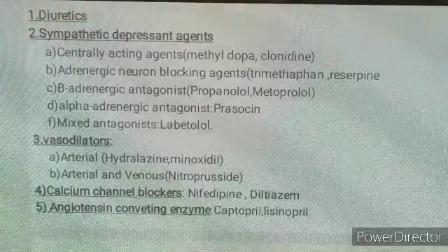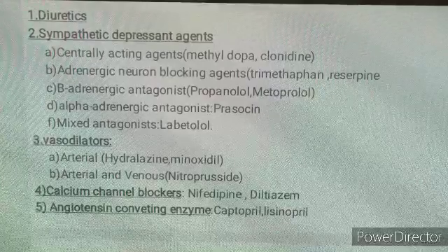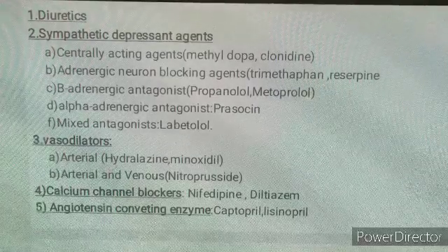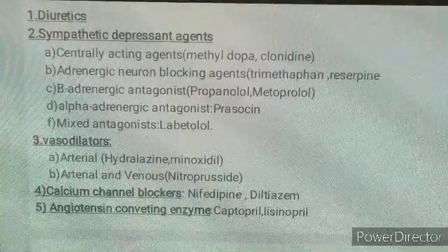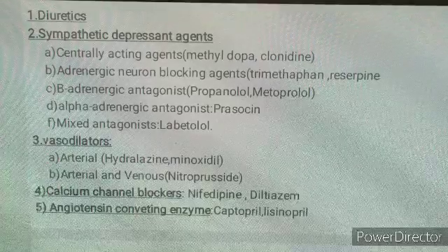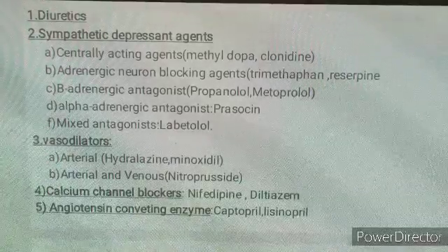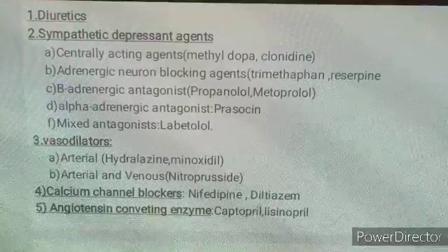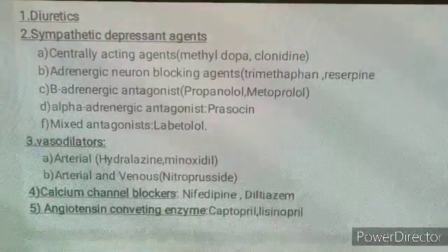And thirdly, they increase bradykinin levels. Bradykinin is a peptide which causes increased NO, that is nitric oxide, which is a potent vasodilator. So all these effects help in reducing the blood pressure.